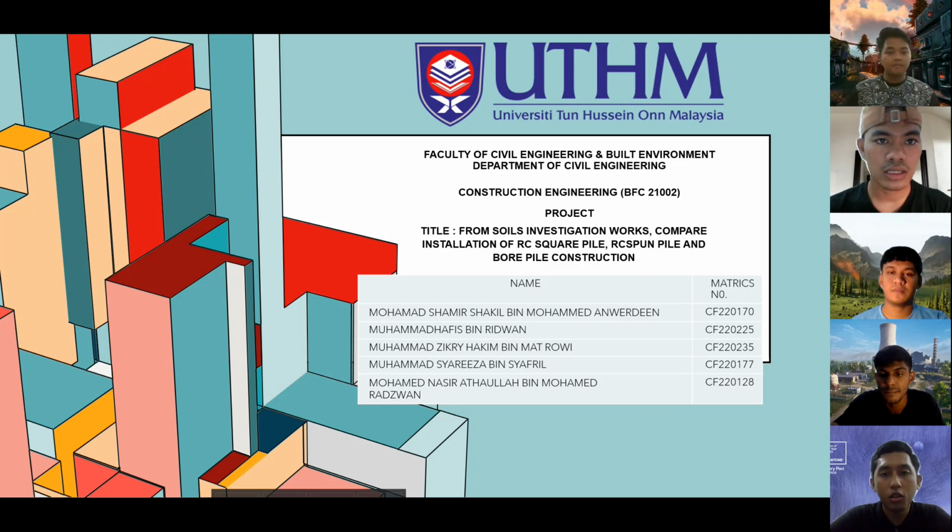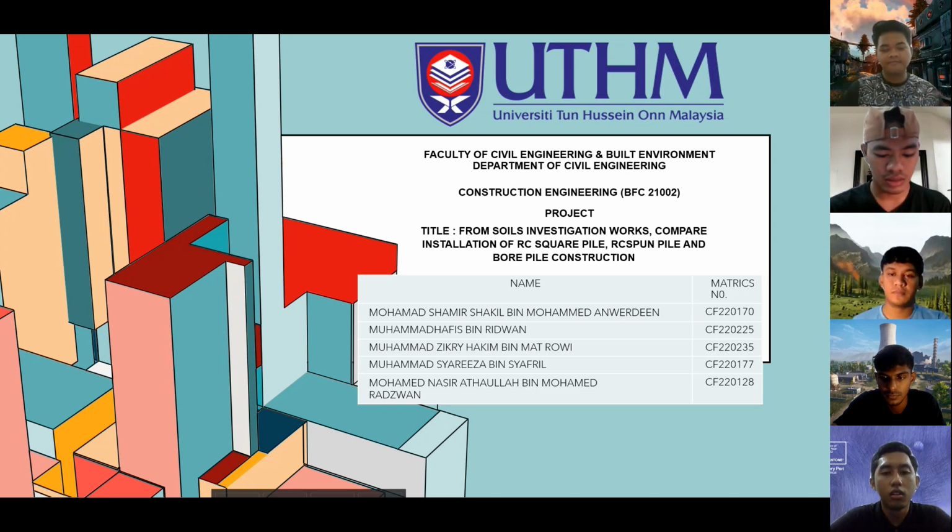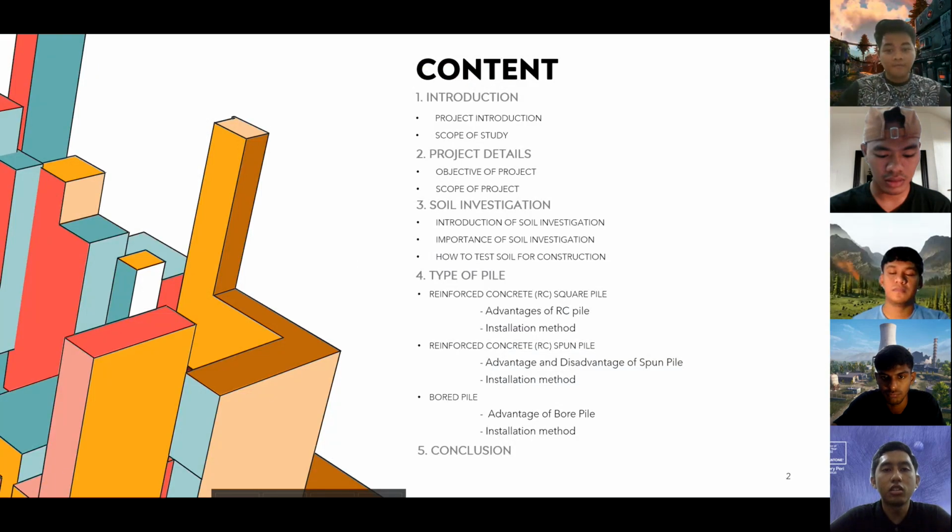Today we want to present our project. The title is From Soil Investigation Works, Compare Installation of RC Square Pile, RC Span Pile, and Bore Pile in Construction. My name is Muhammad Hafiz Miridwan. My matrix number is CF220225. My group mates are Shaman Shakil, Zikri Hakim, Shariza, and Nasir Atawah. Next. This is the table of contents for this slide. We have 5. Next.